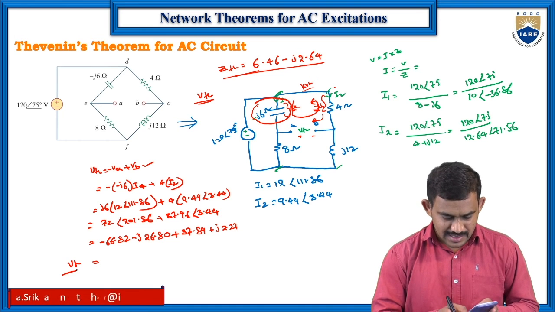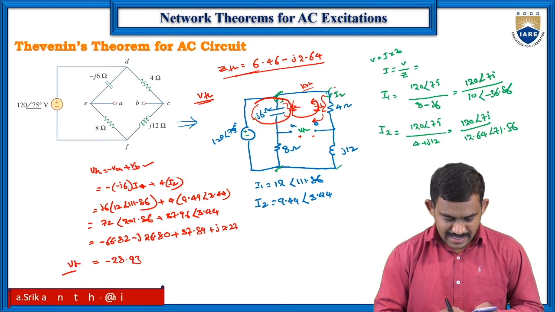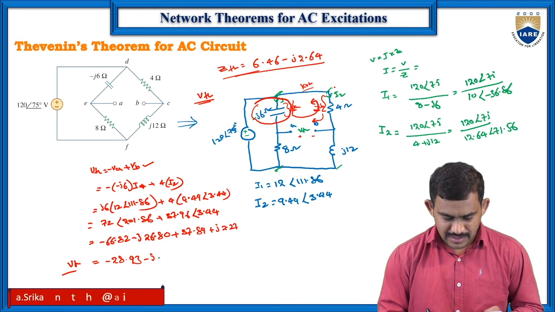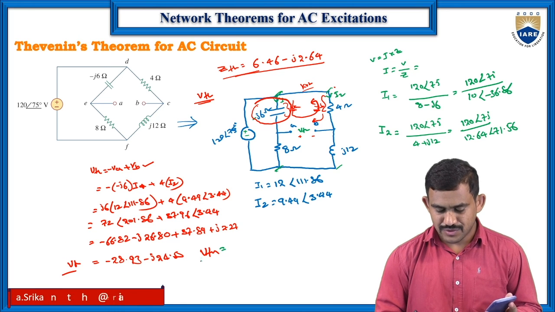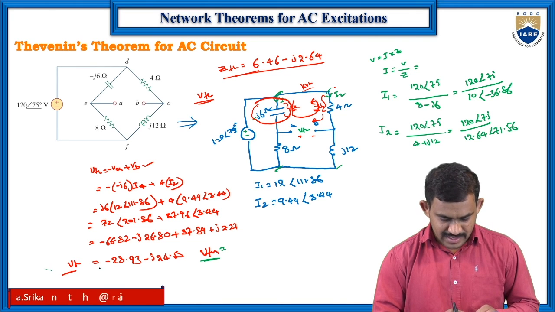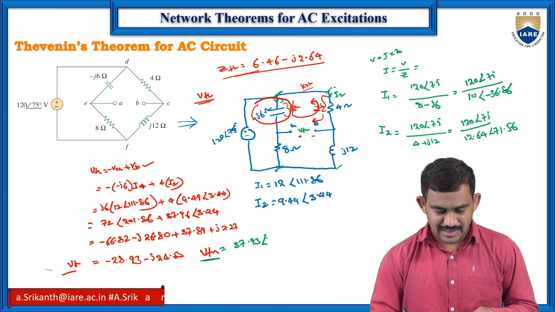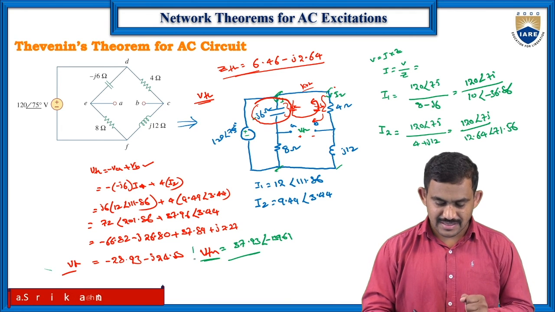Now your VTH value is minus 66.82 plus 37.89, the value is minus 28.93, and the imaginary part is minus 26.80 plus 2.27, the value is minus J 24.53. In polar form, you can write VTH equal to minus 28.93 comma minus 24.54, the value is 37.93 angle with minus 139.69. So this is about the Thevenin's value.